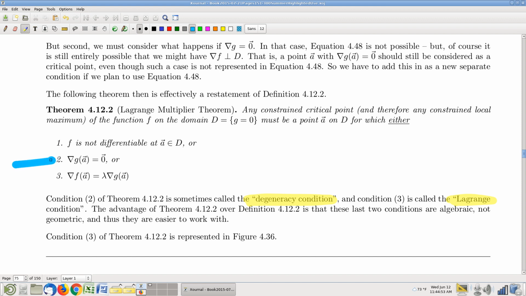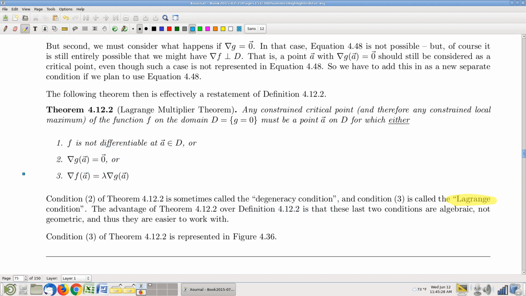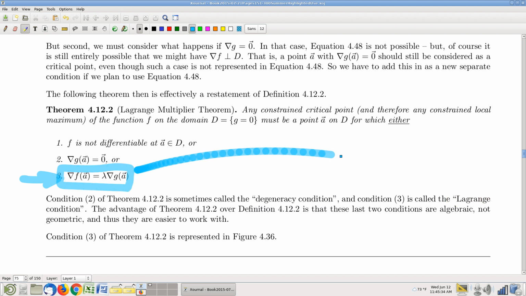Second thing I've got to do, I've got to find points where the gradient of g is equal to 0. This is what we call the degeneracy condition. And why we call this the degeneracy condition is hard to explain in this context. There's a really good reason for it. It means that there is good reason to believe there's something kind of wrong with what the surface looks like at that point. But that's a whole different discussion that's not Math 212 appropriate. So nevertheless, the name just means you need to know the name. It's called the degeneracy condition. And then lastly, we need to look for points where this happens, and this is called the Lagrange condition.